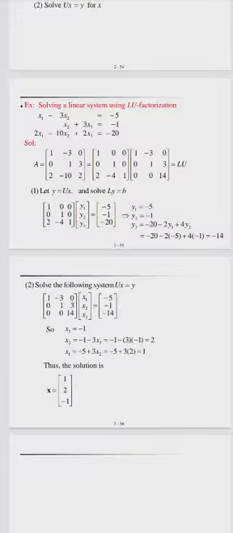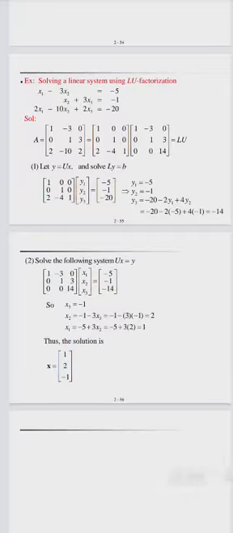Substitute y1 = -5 and y2 = -1 into equation 3. Then y3 = -20 - 2y1 + 4y2. Substituting -5 and -1 for y1 and y2, the final answer is -14. So y3 is -14.